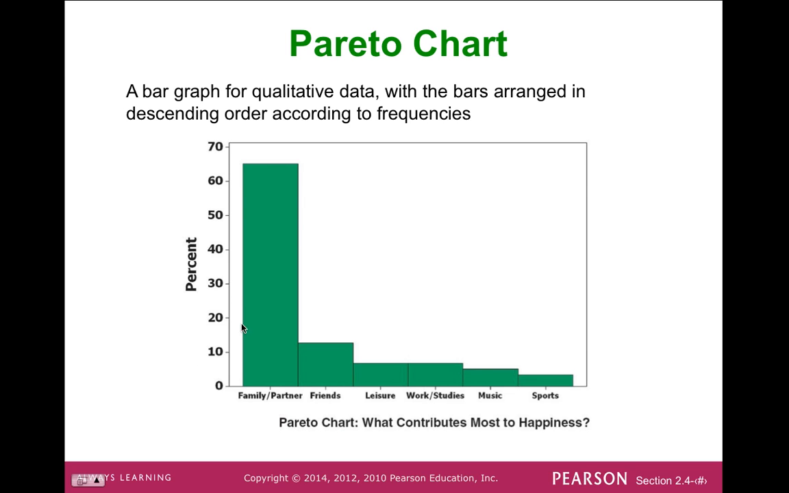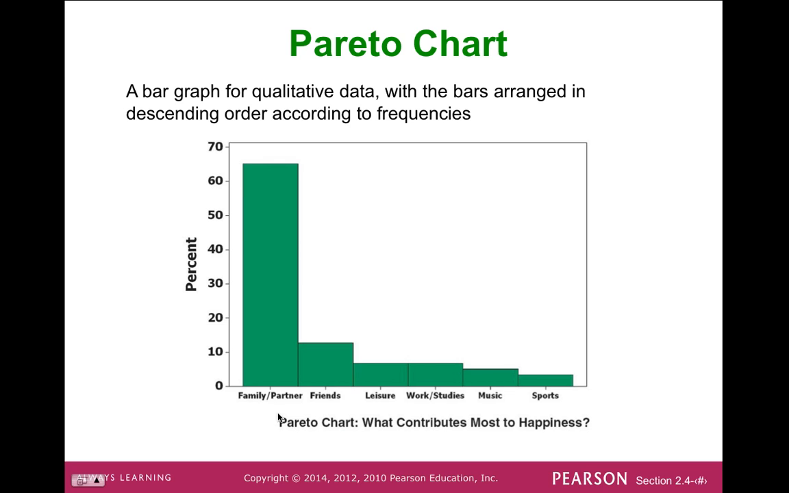So let's look at the example we have here, and then I'll give you an example of how I've used this type of graph in the past. So this is a Pareto chart where we're looking at what contributes most to happiness. Here we have the percentage of people that said that whatever category contributed most to their happiness.